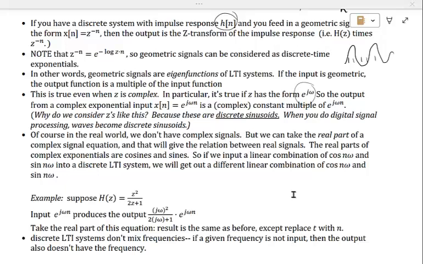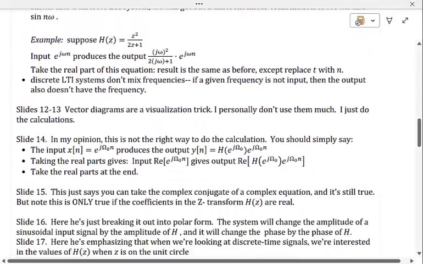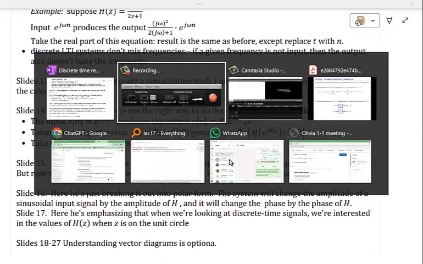Okay, so in the previous video, I made the point: discrete time, LTI systems, exponentials in, exponentials out, complex exponentials in, complex exponentials out, sinusoids, sines and cosines in, sines and cosines out, and the frequency is respected. It doesn't change. All right, so let's go on to slides 12 and 13.